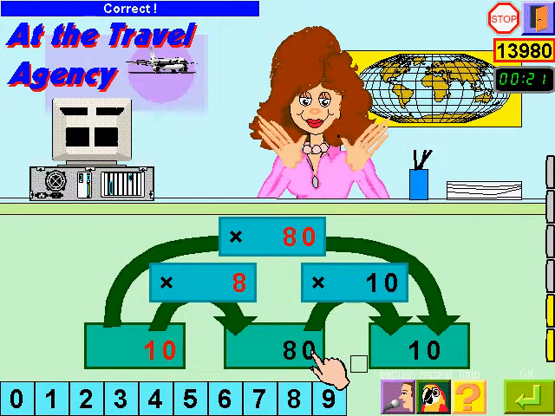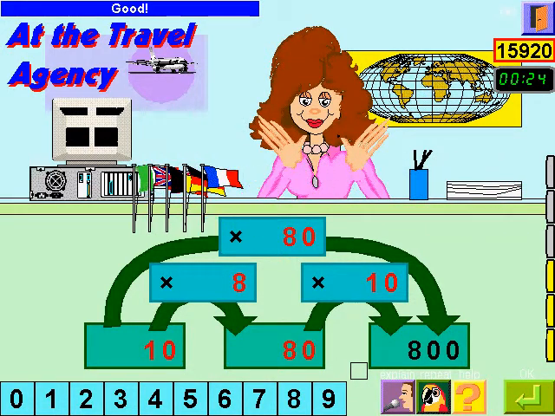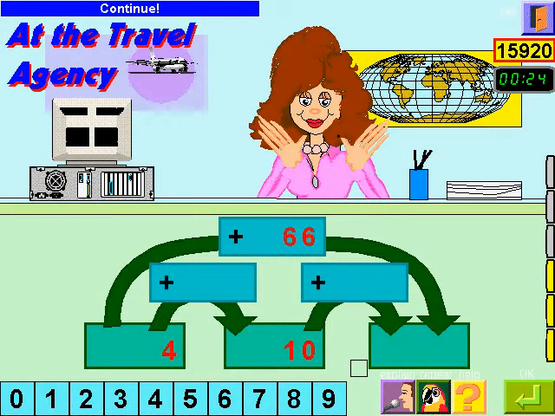Correct. 80 multiplied by 10 equals 800. Check your answer. Good. Continue.